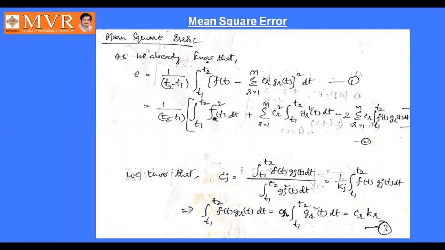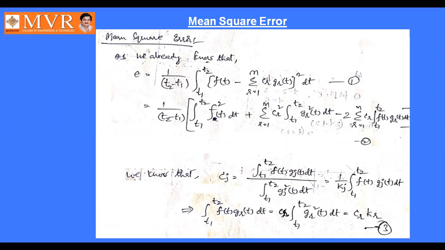Next we are going to discuss the mean square error. What is that mean square error? As we already know, the error epsilon is equal to 1 by t2 minus t1, during the interval t1 to t2, integral t1 to t2 of f(t) minus sigma r equal to 1 to n cr gr(t) whole square dt. Let it be considered as equation number 1. Okay, this is in the form of a minus b whole square, so it is equal to a square plus b square minus 2ab.